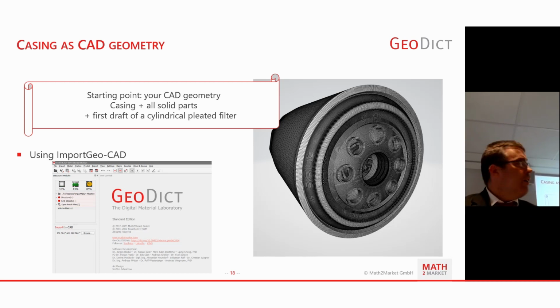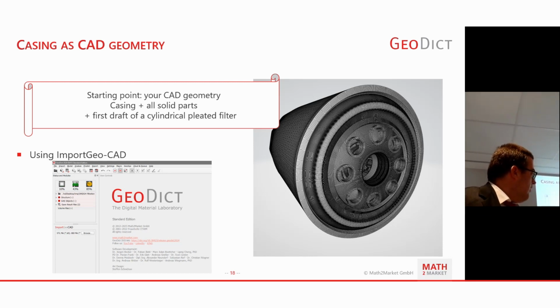This is a triangulated geometry generated somewhere in a CAD software, which contains the casing, all the solid parts, and the first draft of our cylindrical pleat. As you can see in Geodic, there's the import GeoCAD module.